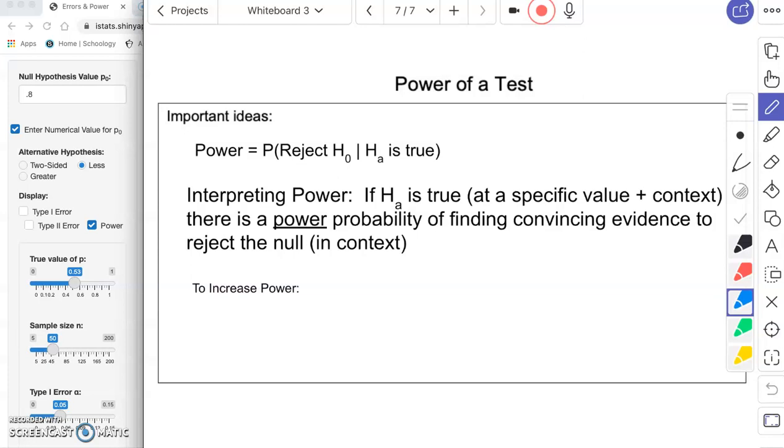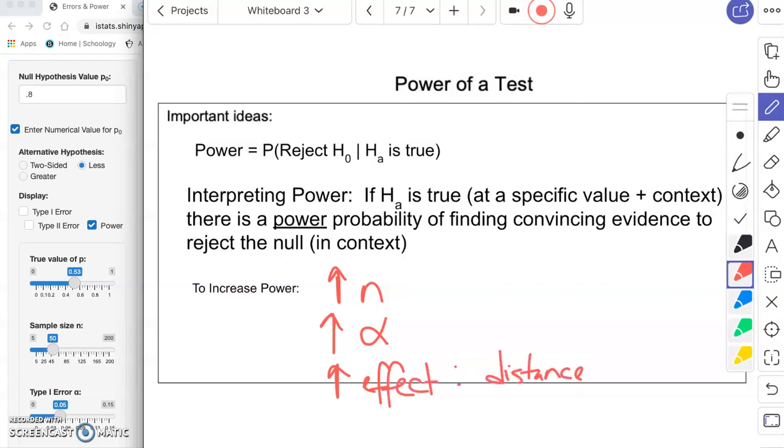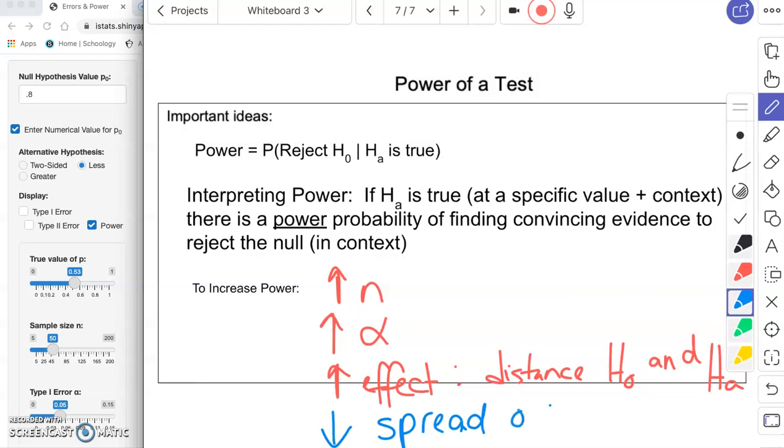but you want to state it in context. And let's just recap our things that would increase power. So if you increase your sample size, if you increase your alpha, if you increase your effect size, which is your distance between your null and your alternative. And then one thing that sometimes pops up would be if you decrease the spread of the distribution, so like your standard deviation.